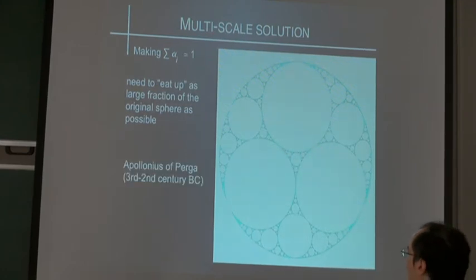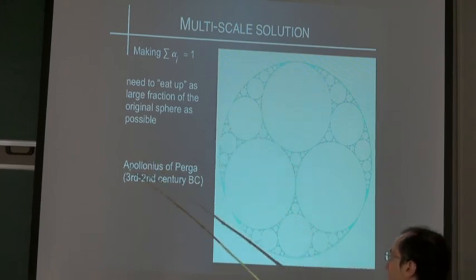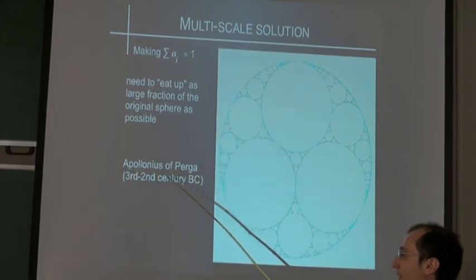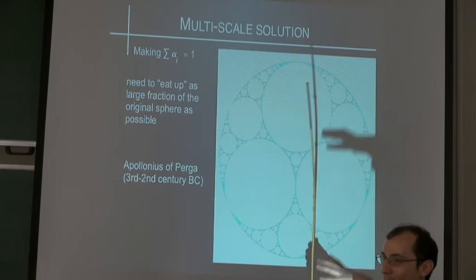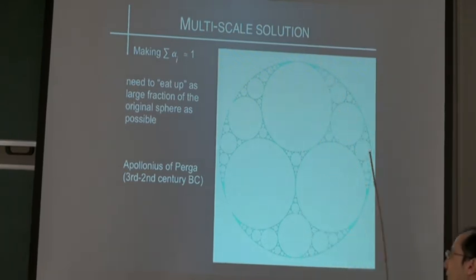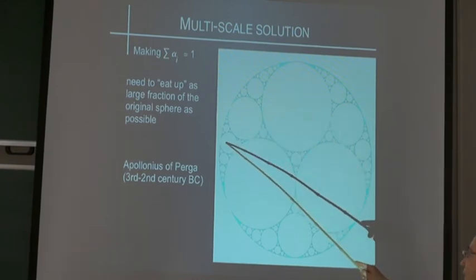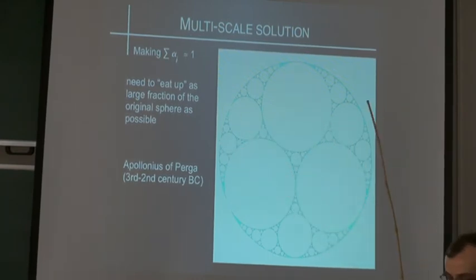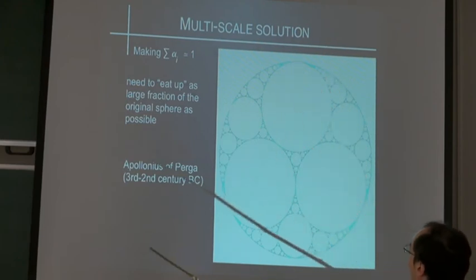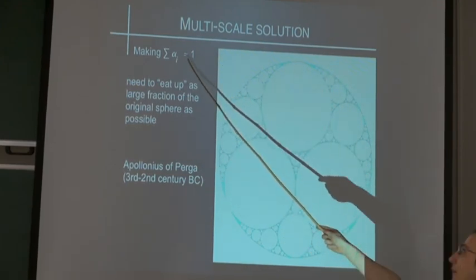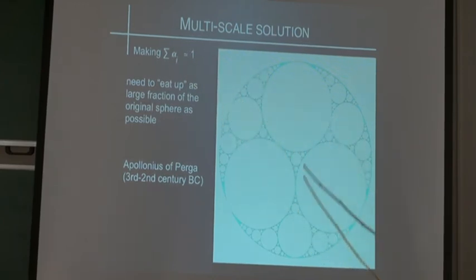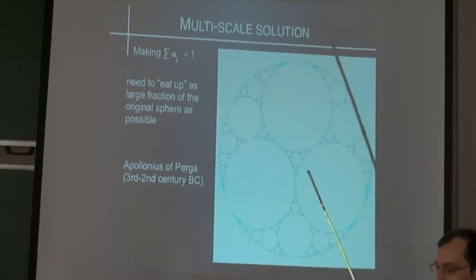I did not invent this, by the way. In the case of 2D, this was described by a mathematician from the 3rd century BC. And in the case of spheres, I think it was Descartes who described how to fill a sphere with tangent spheres. How to get the radii and the positions of the spheres is a very interesting problem by itself, but all I am saying is that you can make sure that at the first step, these voids occupy as large a fraction of the initial volume as we want.